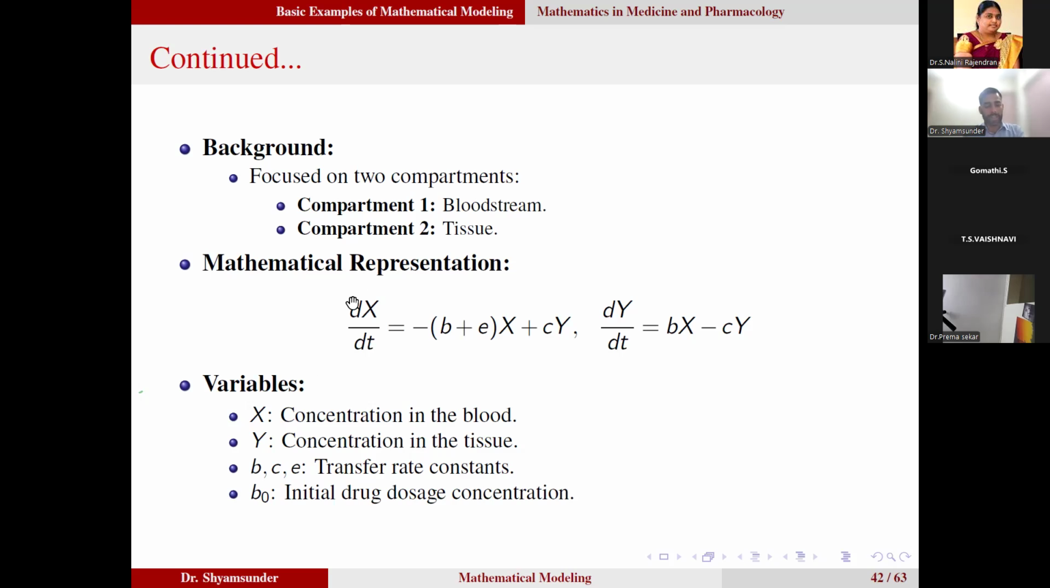And x represents the concentration of the drug in the blood, and y the concentration of the drug in the tissue. And B, C, E are the transmission rates. B naught is the initial drug dose. They solve these equations easily, apply the initial values, and then you can easily calculate the results.